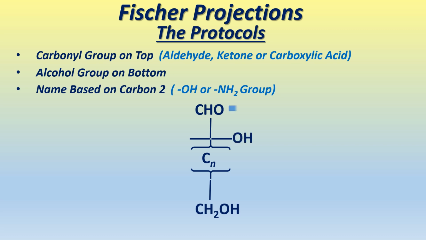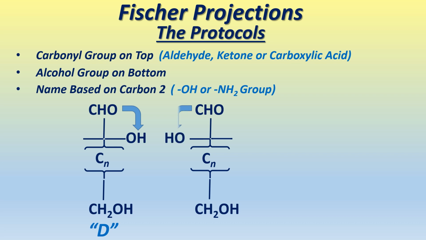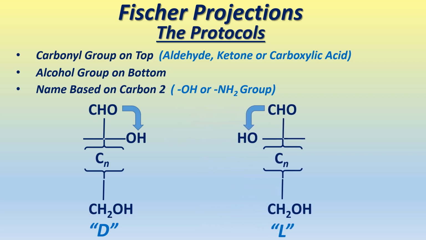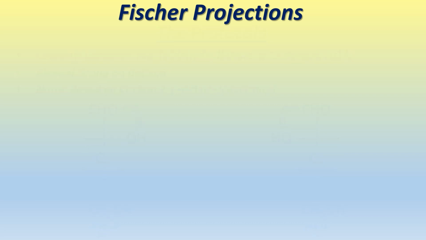So, if the OH is to the right in the Fischer projection, it becomes the D isomer. The other possibility, looking only at carbon 2, is that the OH or the amine group could be on the left, which, according to Fischer, is the L isomer. This works out quite well, except it has one major problem. Fischer projections, however, have a problem as molecules get bigger.